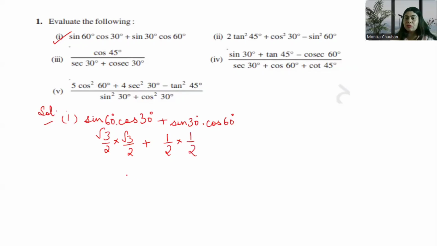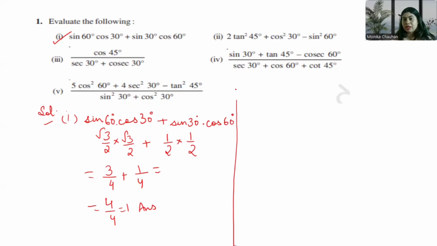Now root 3 into root 3, when you multiply, it becomes 3. I hope you remember: square root into square root, these two roots cancel each other. So you are left with only 3 upon 4, plus 1 into 1 is 1, and 1 upon 4. Now when you see, it is with like denominators. So when you add these two fractions, 4 will be the LCM, and then you have 4 by 4, which is equal to 1. So the answer is this. Easy? Yes, it is easy. So keep the trigonometric table handy.